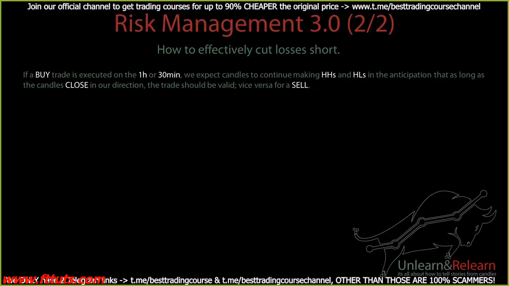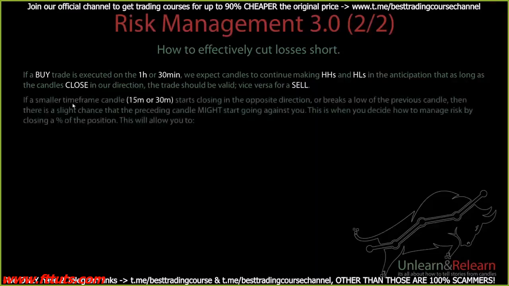As long as candles keep on closing bullish, or as long as candles keep on respecting their higher highs and higher lows, this means price should continue going our way. In the other way, if a smaller time frame candle starts closing in the opposite direction or breaks the low of the previous candle, then there's a slight chance that the preceding candle might start going against you. What this means is, let's say you have a candle that's closing bullish. Actually, we're going to look at this example in a bit. This is when you decide how to manage risk by closing a percentage of the position.